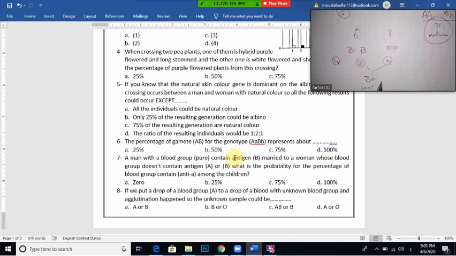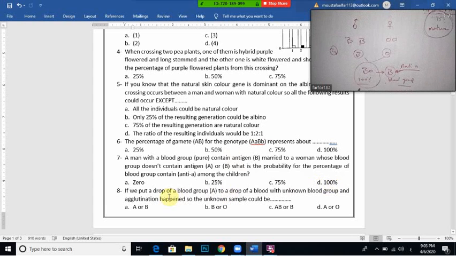And we knew that the B blood group, or the individual which carries B blood group, has in his plasma anti-A, antibody against A blood group. So the individual which carries B blood group has anti-A, and the percentage of the resulting individuals is 100% B. So the answer here will be 100% individuals carry anti-A among the children.